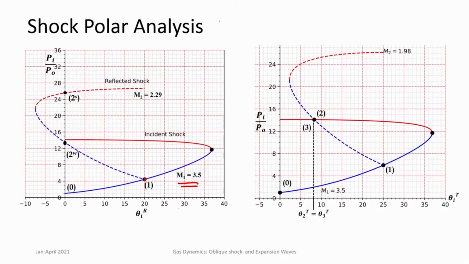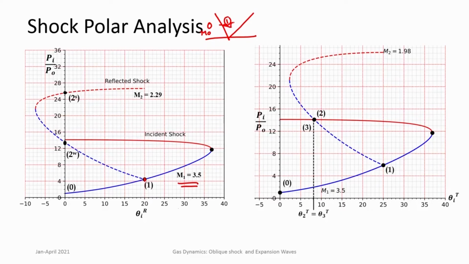So, if I take region 0 and region 1, this is the incident shock and this is the reflected shock. This is region 0, M0, and this is region 1. It has a certain flow deflection. This is known to us.